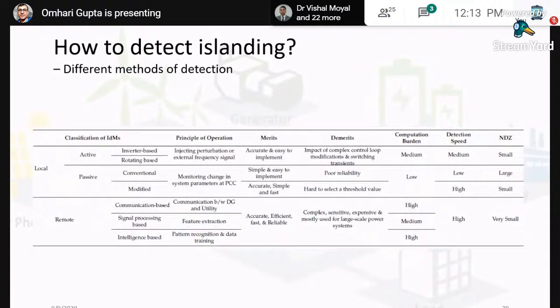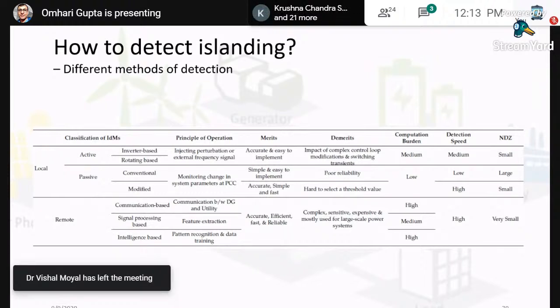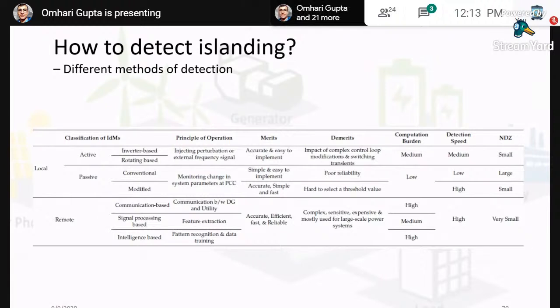And different methods of detection based upon their features. What are the merits and demerits? What will be the computational burden? What will be the detection speed? How much non-detectable zone will be available? So based upon that, here is the classification, and you can see that in local methods, active methods may have small NDZ, while passive methods can be large for the case of the conventional one. For modern techniques, there will be small NDZ, while remote techniques will have negligible non-detectable zone.